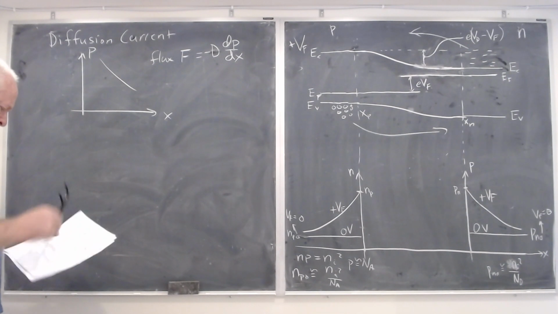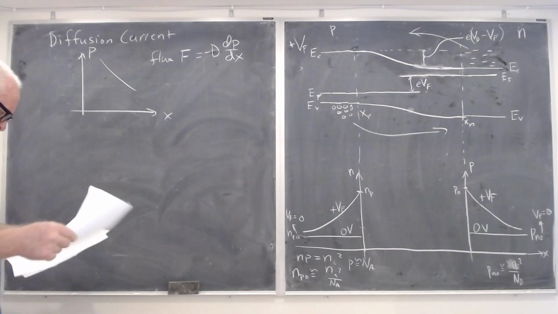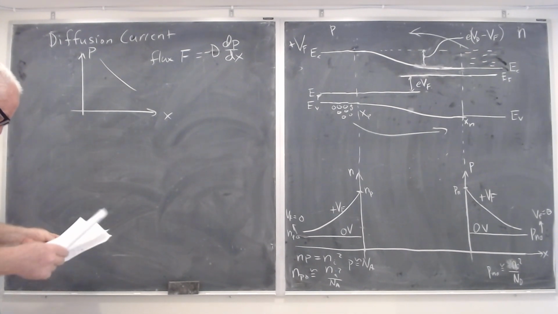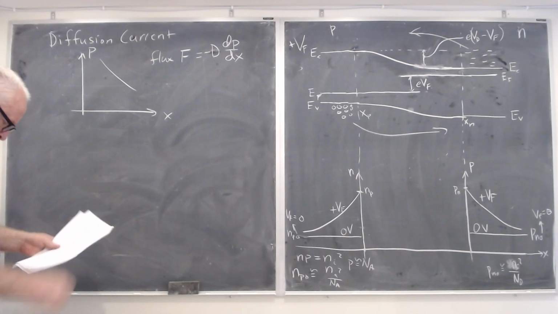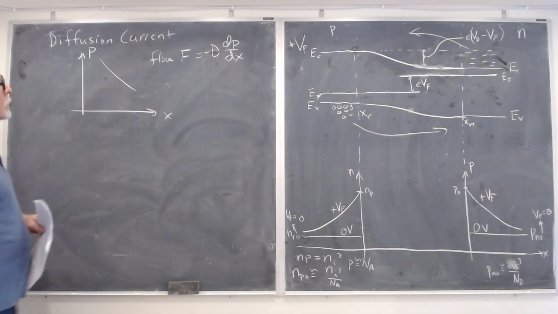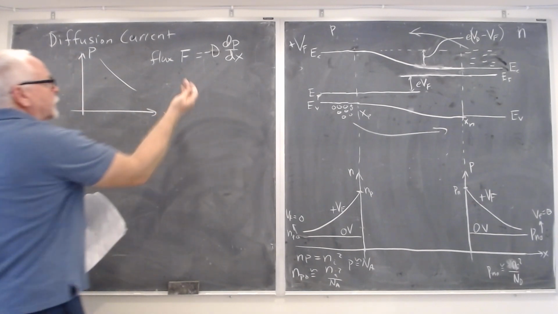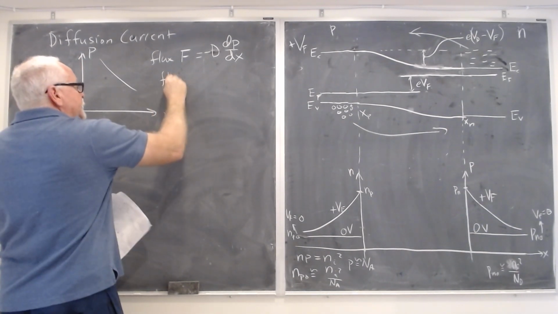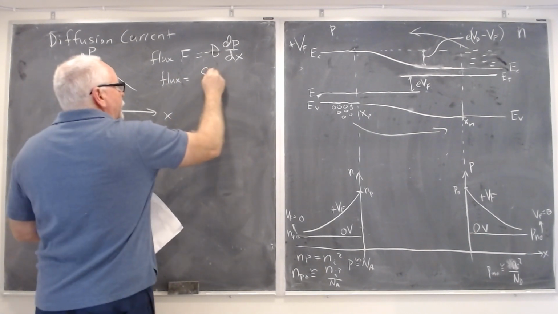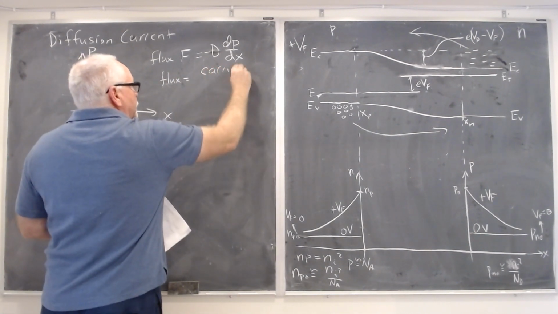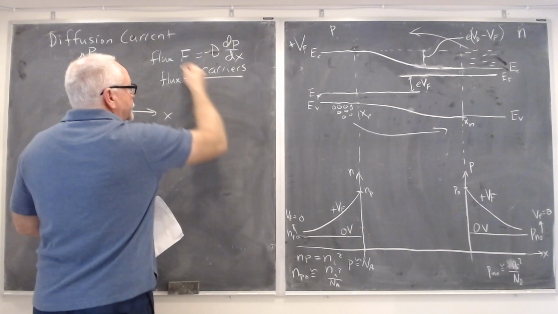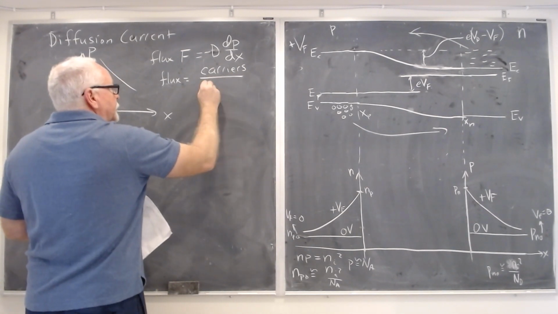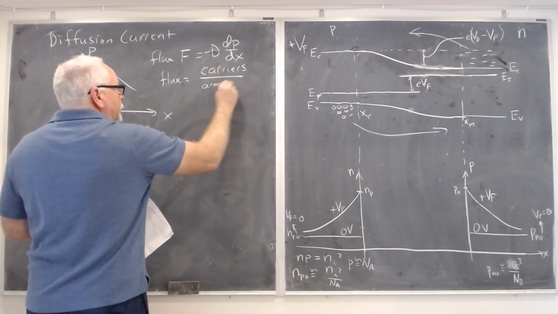Okay, so basically the flux. Now, what is flux? Flux is the carriers, I guess we should have written holes since we're talking about holes, per unit area per unit time.